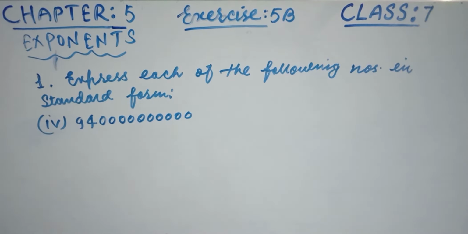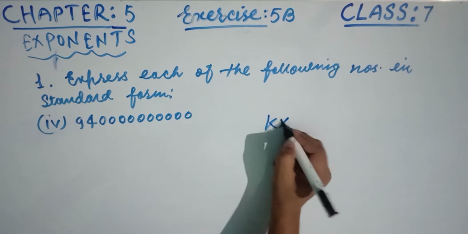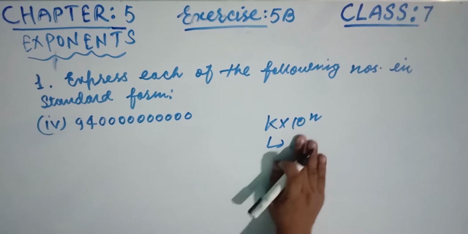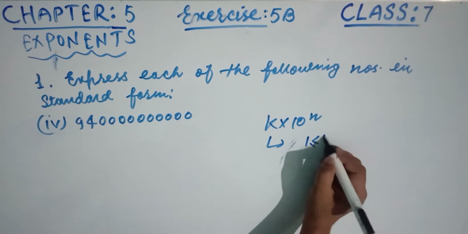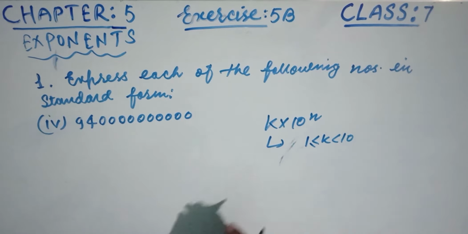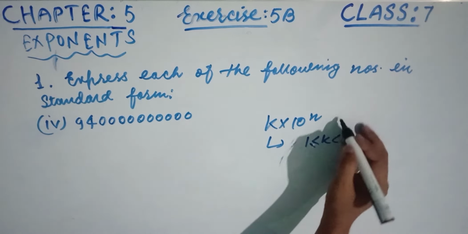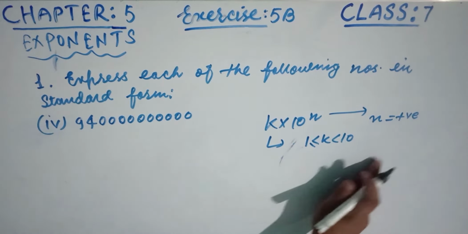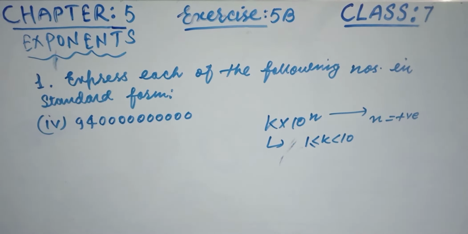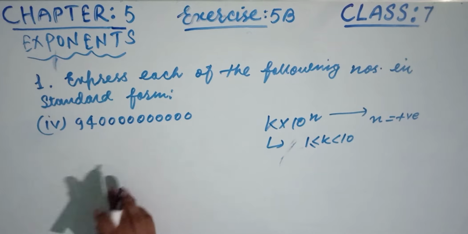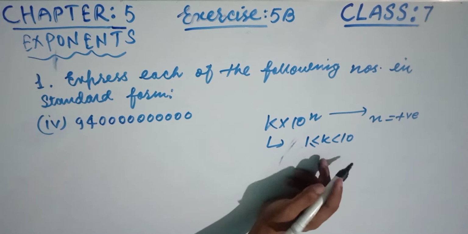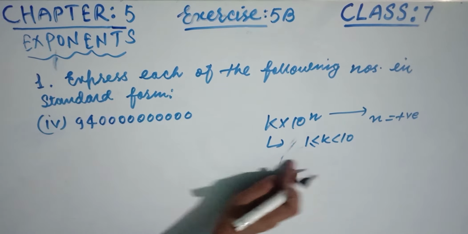So friends, we have to write it in standard form. If you remember, friends, this is k multiplied by 10 raised to power n, where k is greater than or equal to 1 but less than 10, and n is a positive integer, meaning natural numbers 1 2 3 4 5. Okay, now see, friends, k should be less than 10 but greater than or equal to 1.